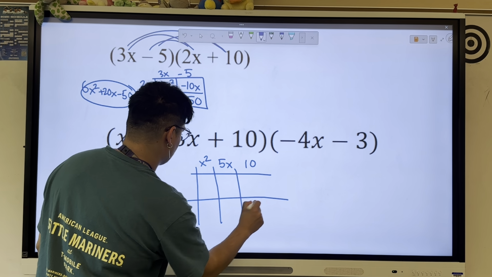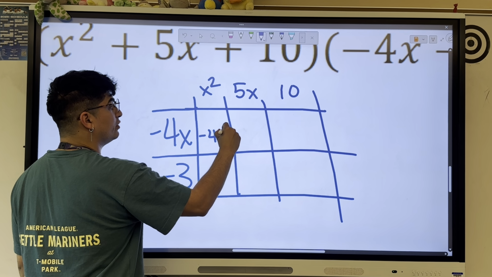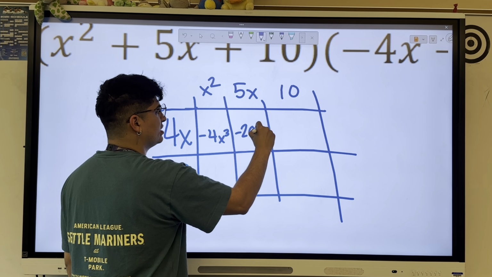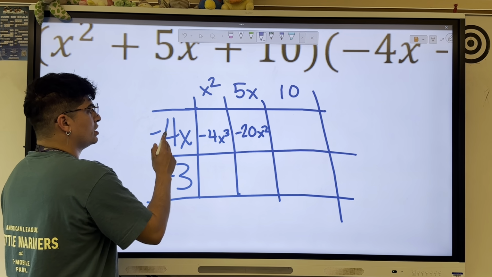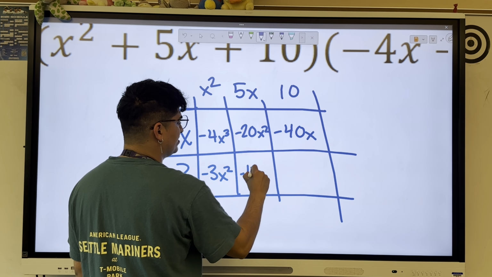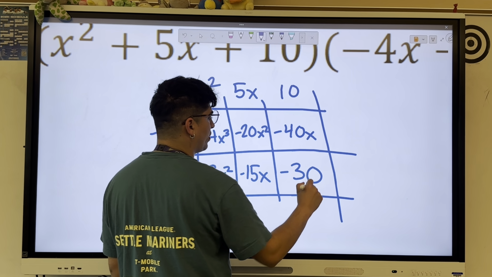But multiplying them, what we have is negative 4x to the power of 3, because when you're multiplying, the exponents combine. Negative 4 times 5x would give me negative 20x squared. Negative 4x times 10 would give me negative 40x. Negative 3 times x squared would give me negative 3x squared. Negative 3 times 5x would give me negative 15x. Negative 3 times 10 would give me negative 30.